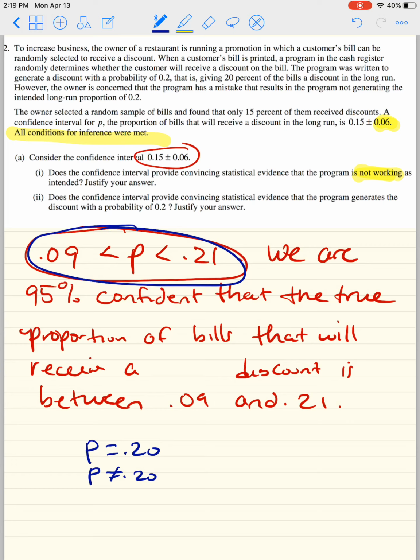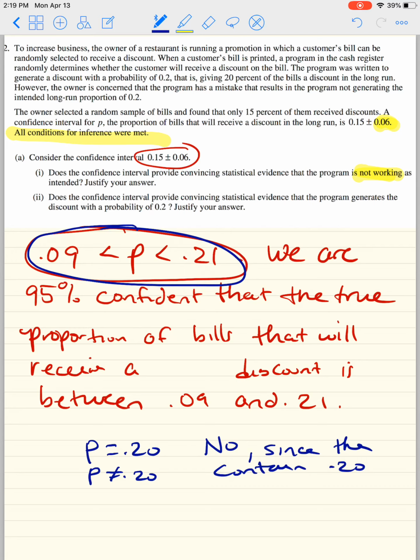So no, because it said not working, there's so many double negatives. So no, since the interval contains 0.20, then we do have evidence that it is working as intended. Or you can just say, the confidence interval does not provide convincing statistical evidence that the program is not working. So you could say not, or we can say that we do have evidence, since 0.20 is in there, that it is working.